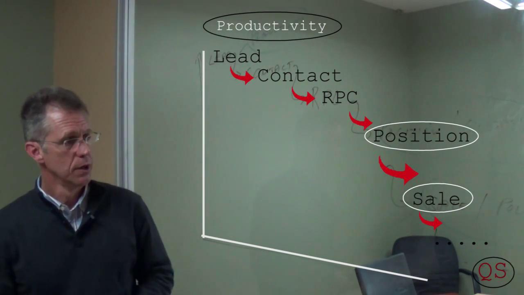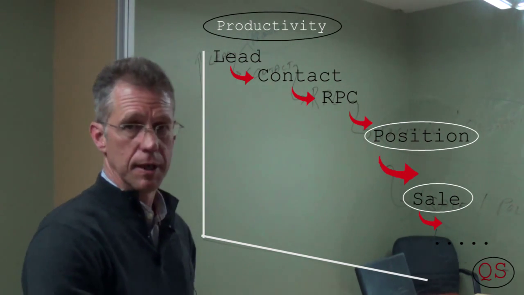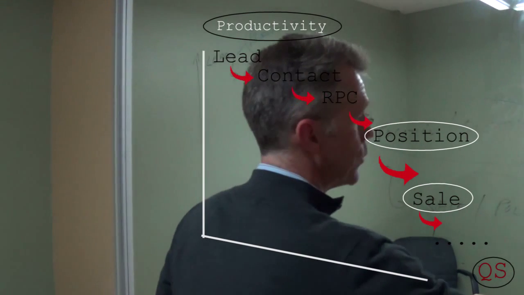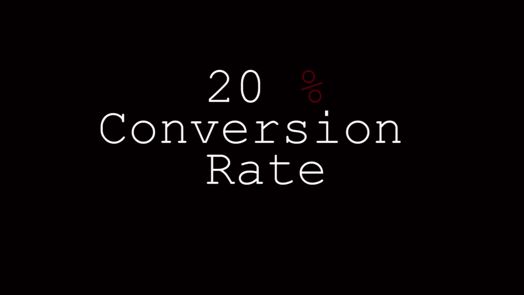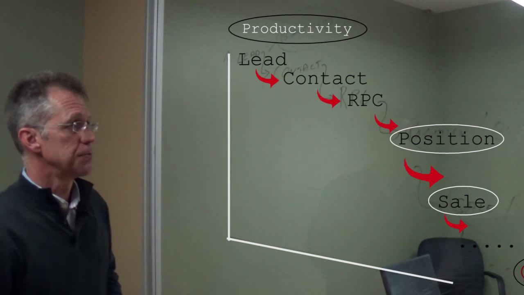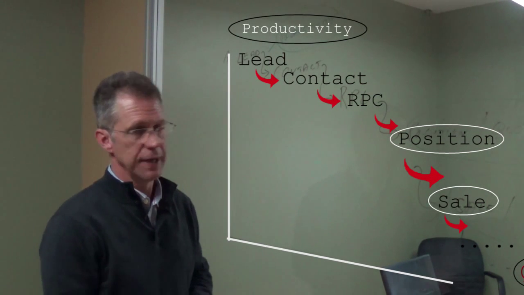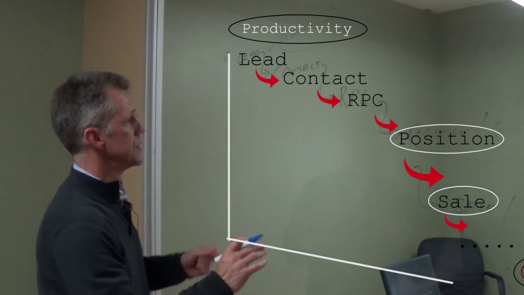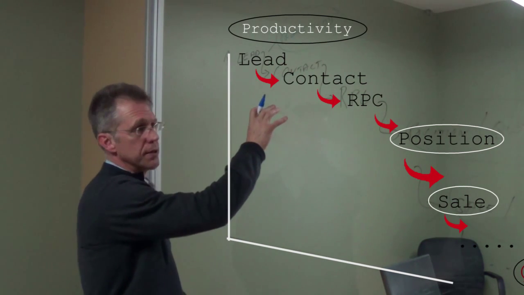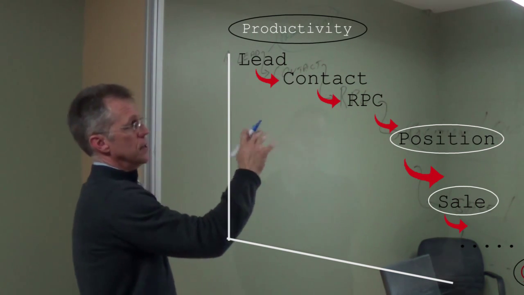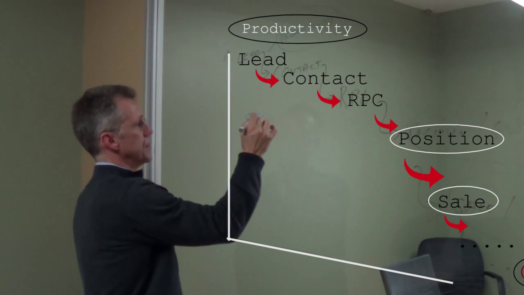So let's put some fictitious target rates against these. If, for example, we want to achieve an overall conversion rate of 20% on the number of right party contacts or quotes that I get, then let's put some numbers to these different elements in the value chain.